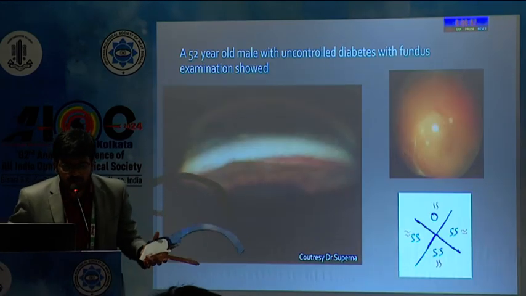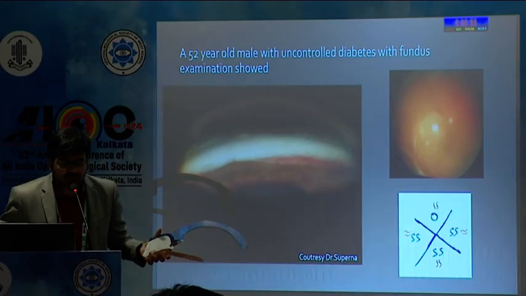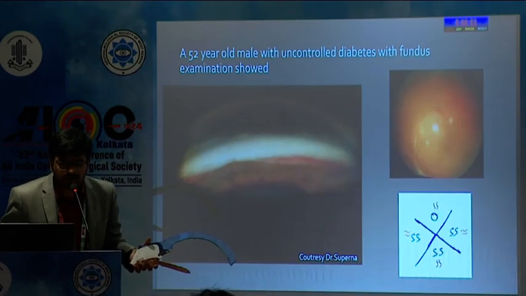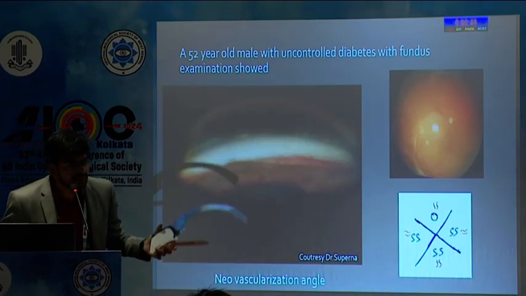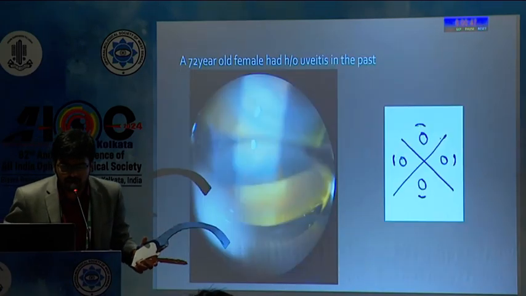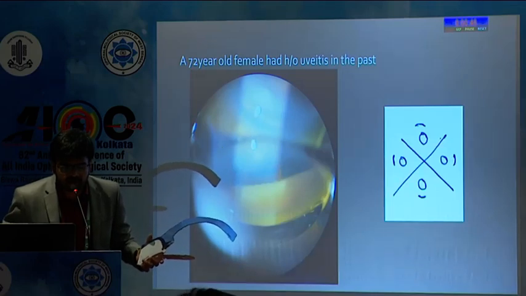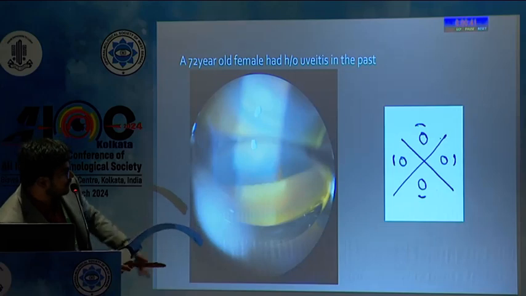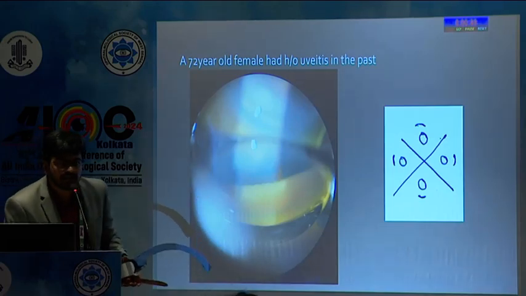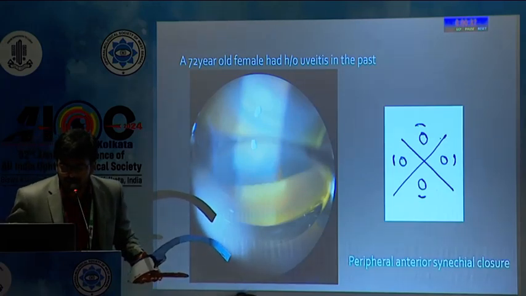This is a 52-year-old male with uncontrolled diabetes. On fundus you can see proliferative diabetic retinopathy. What is seen on gonioscopy? That is neovascularization of the angle. This is a 78-year-old female who had a history of uveitis in the past. You can see a lumpy bumpy appearance of the angle. What is it? It is peripheral anterior synechial closure.